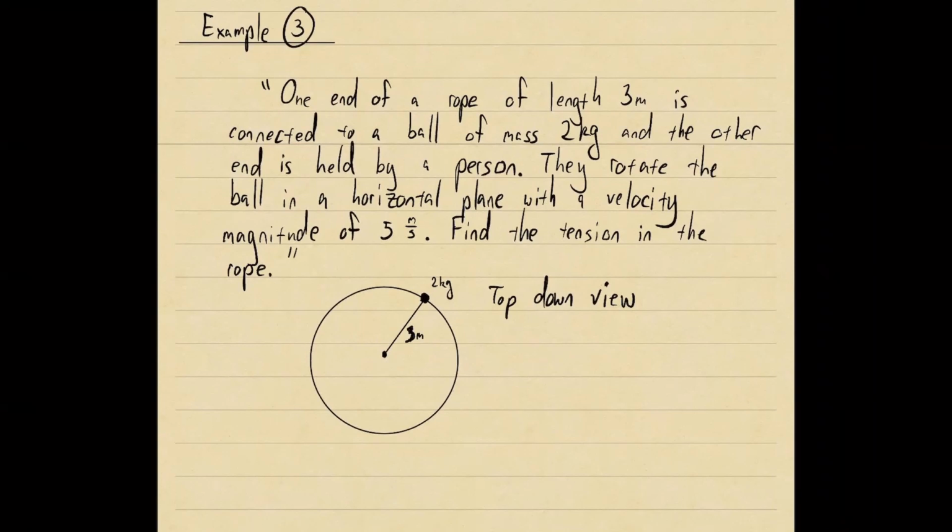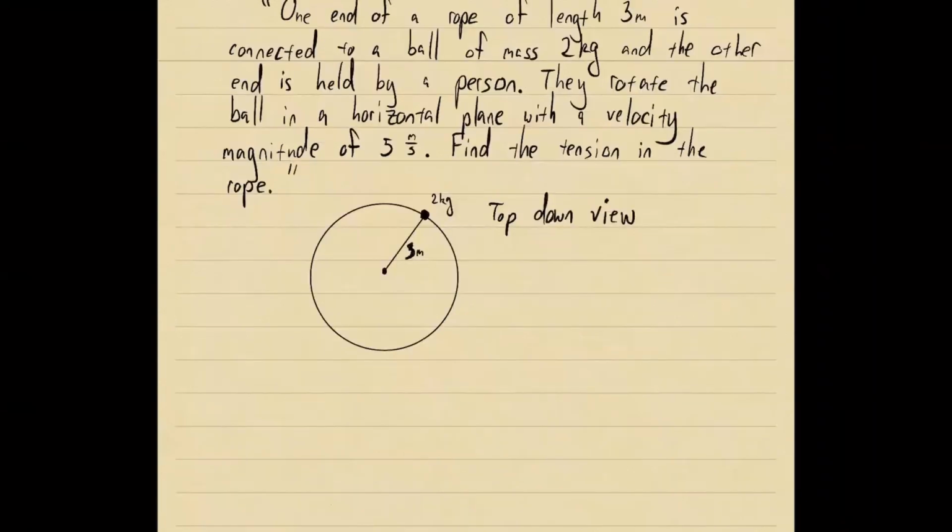So in this case, the tension in the rope is going to be the centripetal force required to keep this ball moving in a circle. Because if you were to just let the rope go, then the ball would fly off and it wouldn't be moving in a uniform circular motion. So the tension in the rope is entirely responsible for the centripetal force in this problem. And so we know that the centripetal force is just the mass times the centripetal acceleration, which is v squared over r. And we know all this stuff.